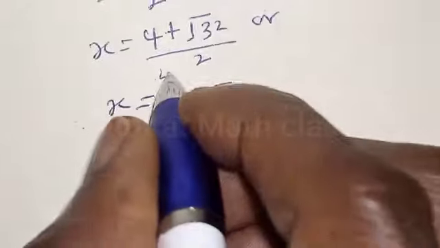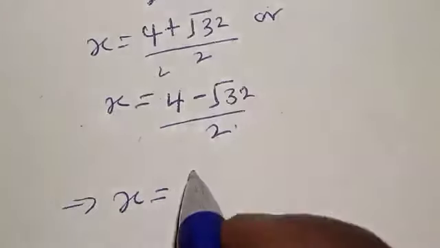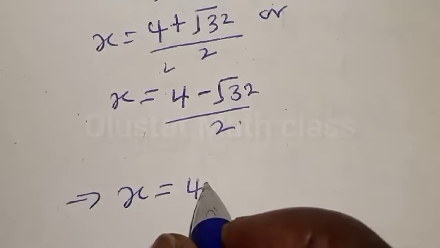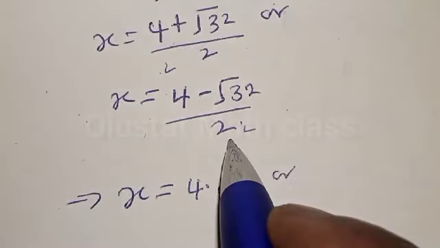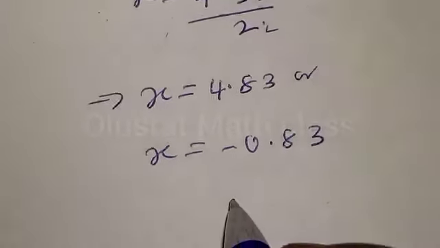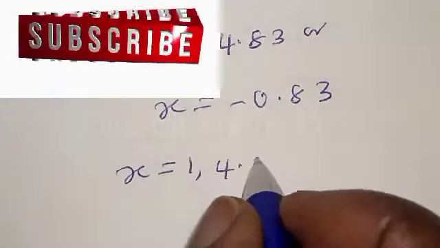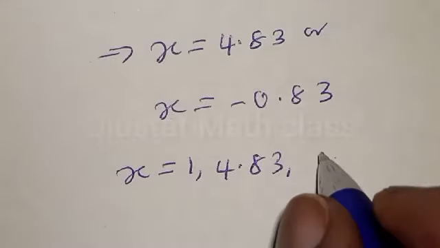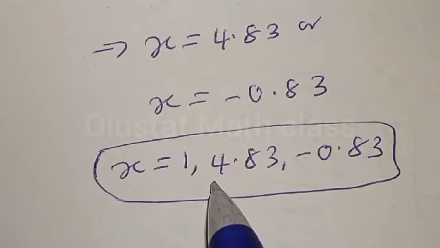This implies that from here we have x equal to what? 4 plus root 32 over 2 is equal to 4.83, or from here 4 minus root 32 divided by 2, we have x is equal to minus 0.83. Therefore, our final answer becomes x equal to 1, 4.83, minus 0.83. That is the roots of the equation.